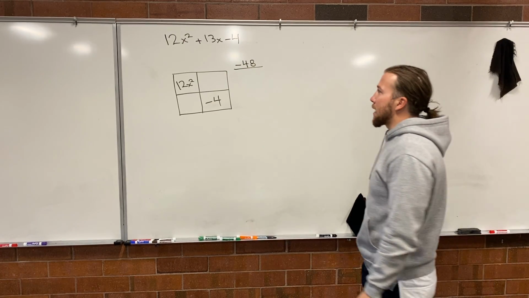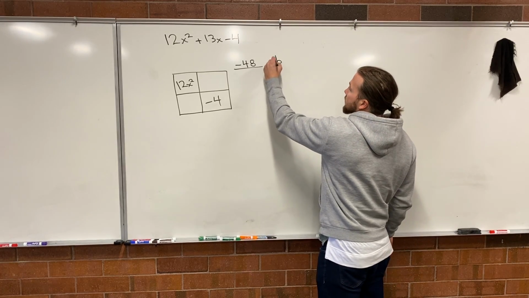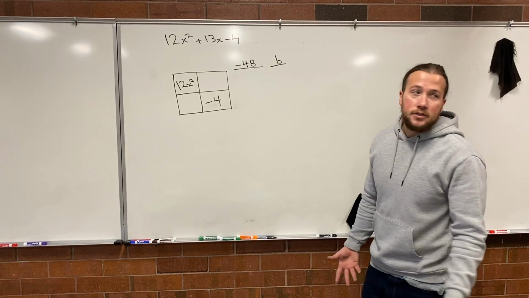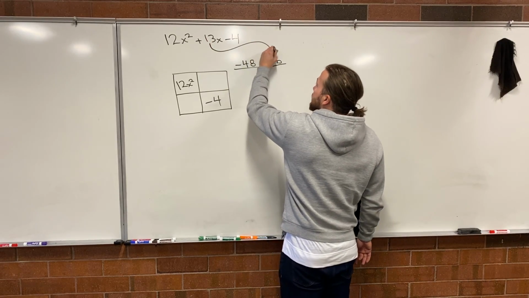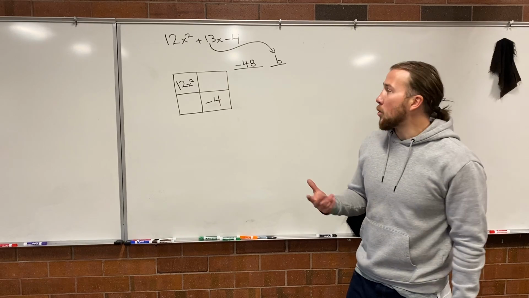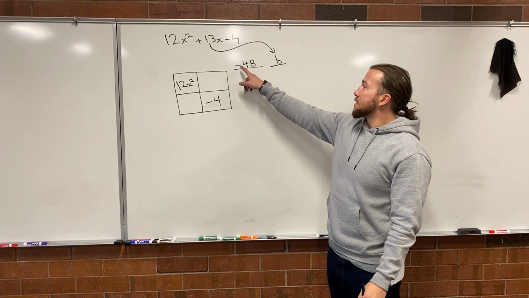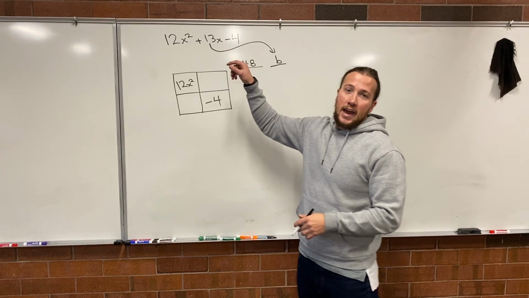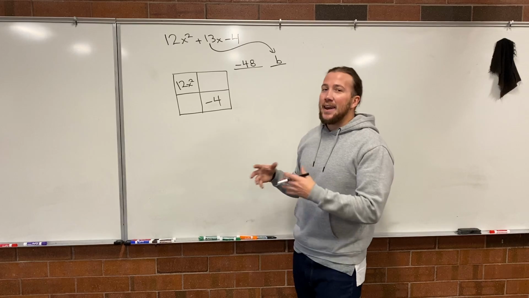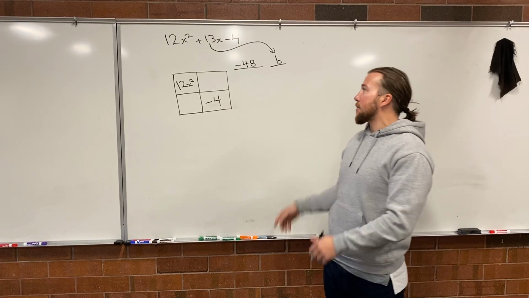As we go through this example, we've got negative 48, and then I'm going to put b up here. This is where I'm going to list my possible b values. The question we're asking at this point is what two numbers will multiply together to give us 48, but now because this is negative, the difference between them is going to be 13. When it was positive, we were adding them together to get 13, but because this is negative, we're finding the difference to try to get 13.